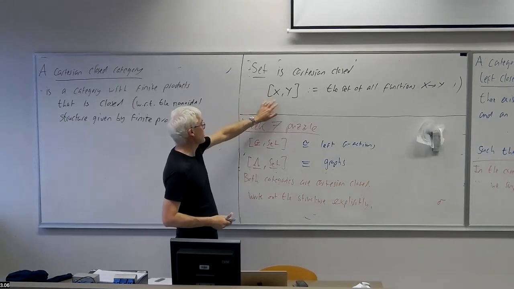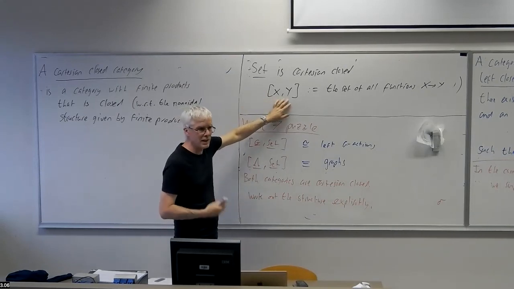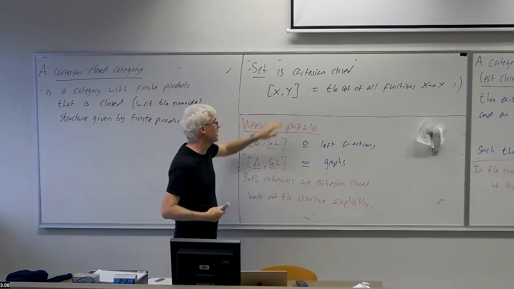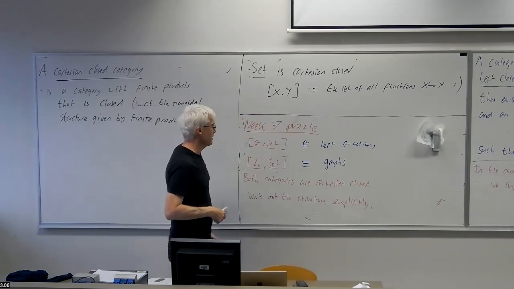By exponential structure, I mean this bracket object. It's like an exponential object in the category. And we'll justify that a bit more later in the course.